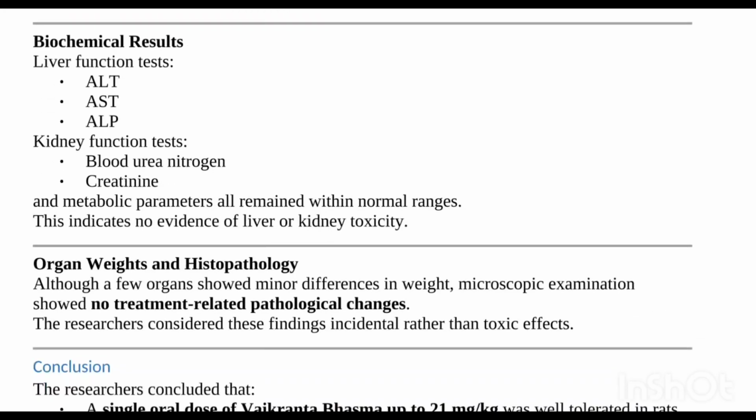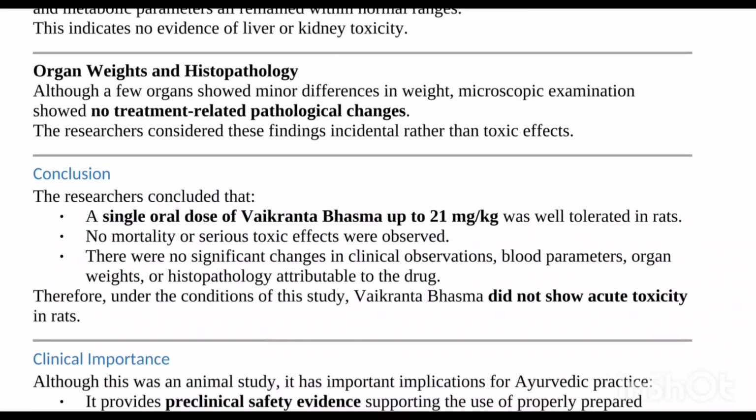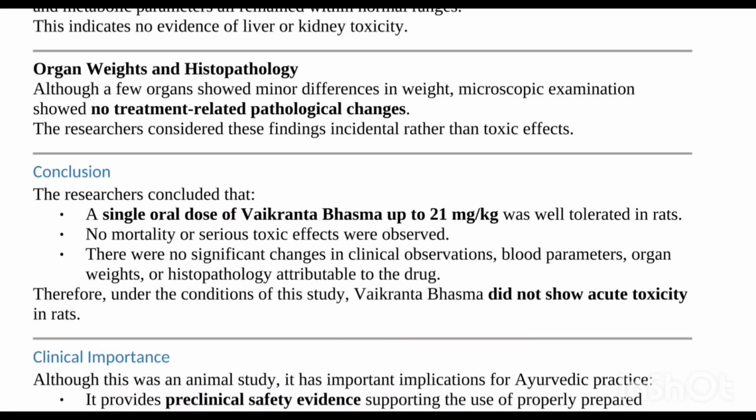Biochemical results: liver function tests, ALT, AST, ALP, and kidney function tests like blood urea nitrogen, creatinine, and metabolic parameters all remained within normal range. This indicates no evidence of liver or kidney toxicity. Organ weights and histopathology: although few organs showed minor differences in weight, microscopic examination showed no treatment-related pathological changes. The researcher considered the finding incidental rather than a toxic effect.